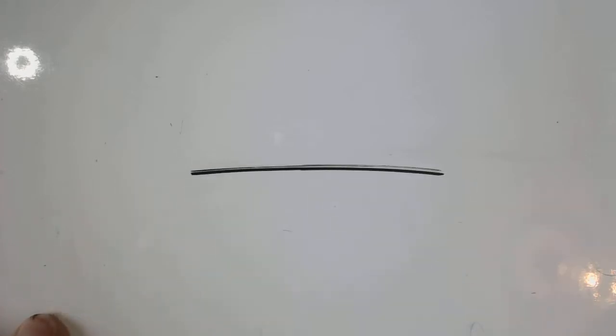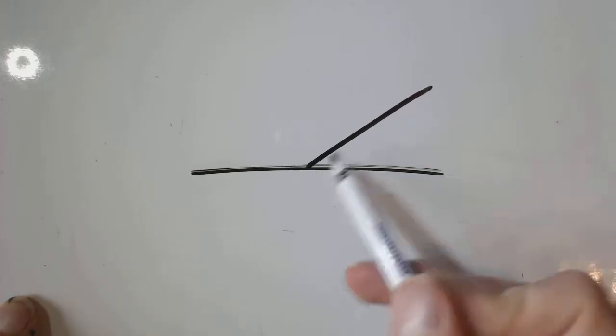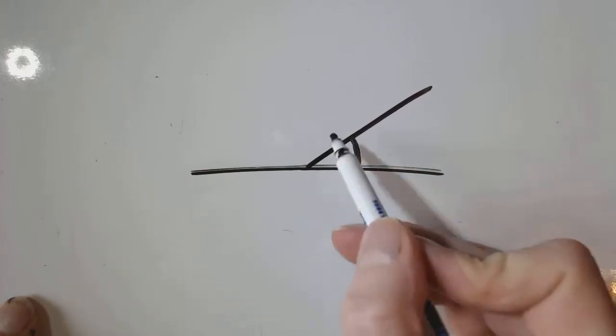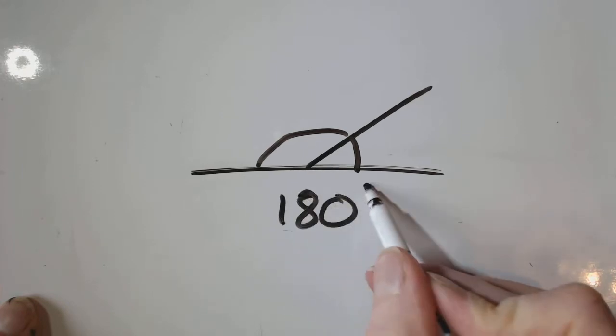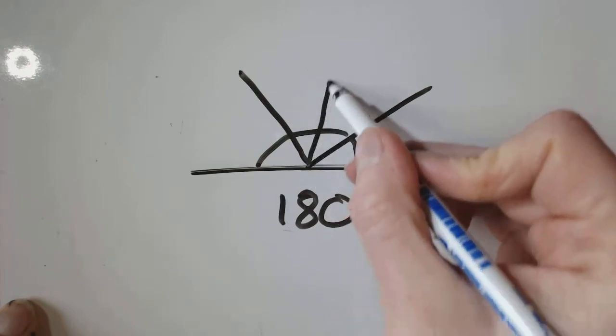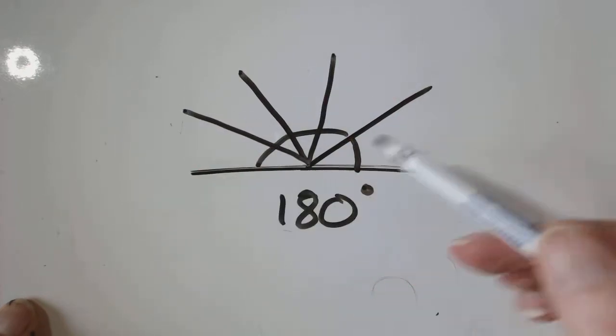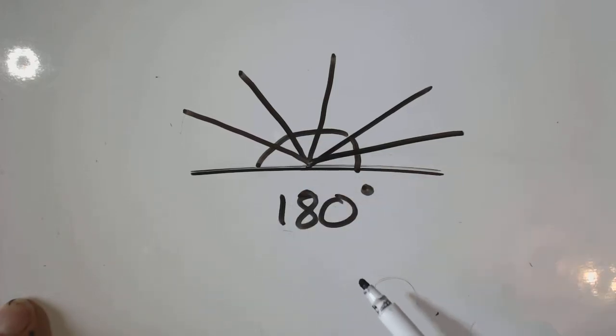So, if you've got a straight line here, if you have any other line joining it, what you have obviously is two angles here, and these two angles have to add up to 180 degrees. So you could have as many lines joining in, and each one of these separate angles all have to go to 180 degrees.